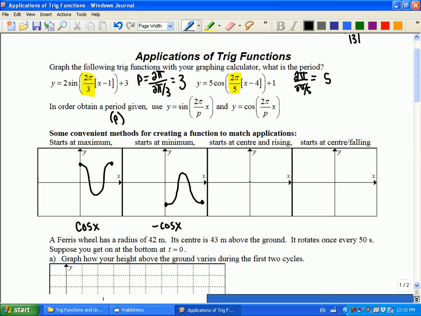We might have something like it's at the middle and it starts rising. Let me shrink that so it fits on the same graph. Something like that. And you recognize that as, yeah, that's your sine graph. So I guess I don't even need to ask the last one. Process of elimination, you can probably figure it out. This is the negative sine of x. Starts at the center and begins to fall.